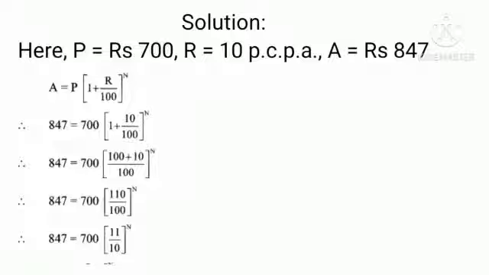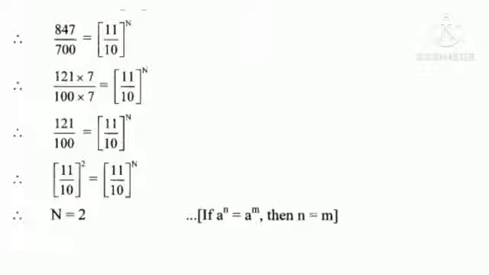847 is equal to 700 multiplied by 100 plus 10 upon 100 whole raised to n. 100 plus 10 will give us 110. Therefore, we will get 847 is equal to 700 multiplied by 110 upon 100 whole raised to n. Therefore, 847 is equal to 700 multiplied by 11 upon 10 whole raised to n. Now, 847 upon 700 is equal to 11 upon 10 whole raised to n. Now 847 and 700 both can be divided by 7. So we will get 121 upon 100 is equal to 11 upon 10 whole raised to n.